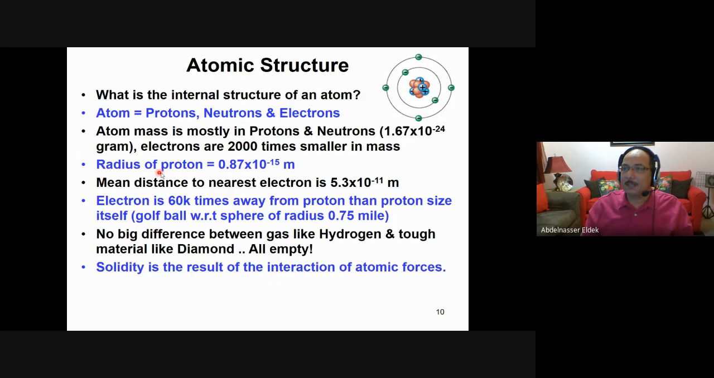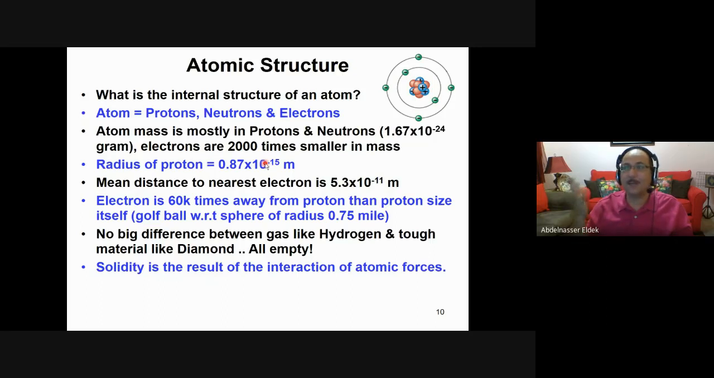Also, the proton radius is 0.87 times 10 to the power of negative 15. The distance to the nearest electron, the distance from here to here, is this radius here. When you compare it to the proton radius, let us forget about the exact number, but it is 10 to the power of negative 11 versus 10 to the power of negative 15. This means it is 10 to the power of 4 times larger.